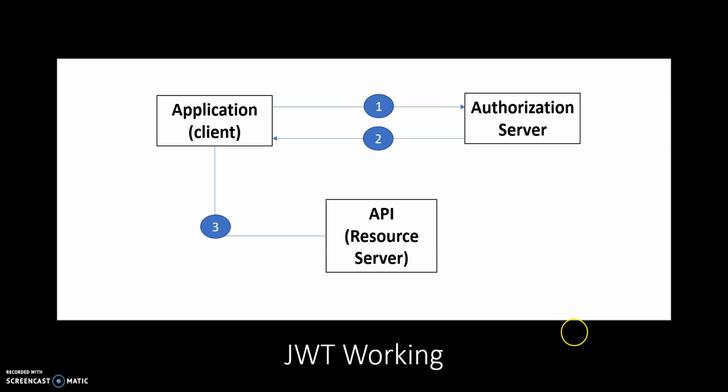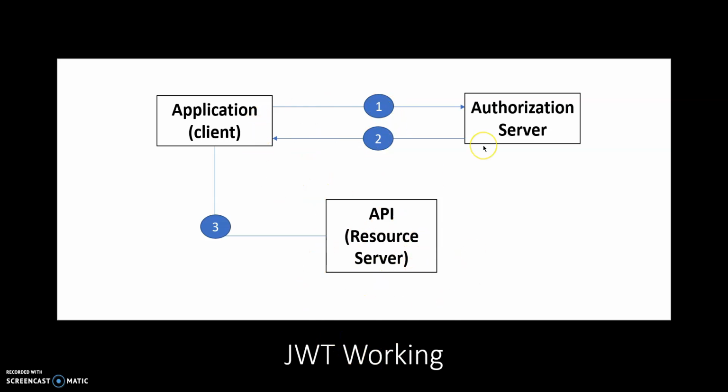This is how JWT works. The application client requests the authorization from the authorization server through an OpenID Connect compliant web application and endpoint. When the client is authorized, the authorization server provides an access token to the client, which is further used by the client to access the protected information or resource like the API. This is basically the overview of the JWT working.